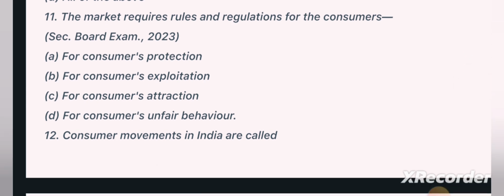11th, the market requires rules and regulations for the customers: A. For consumers protection, B. Consumers exploitation, C. Consumers attraction, and D. For consumers unfair behavior.